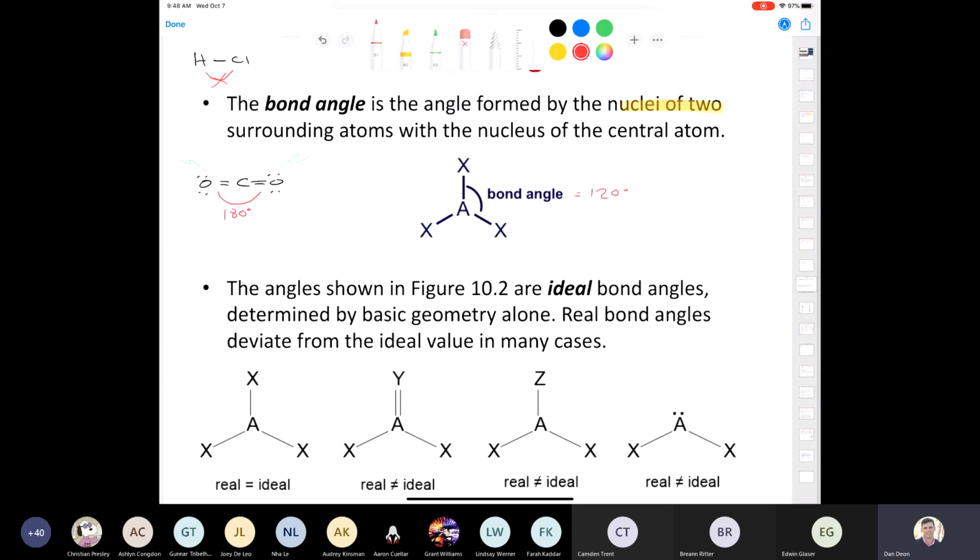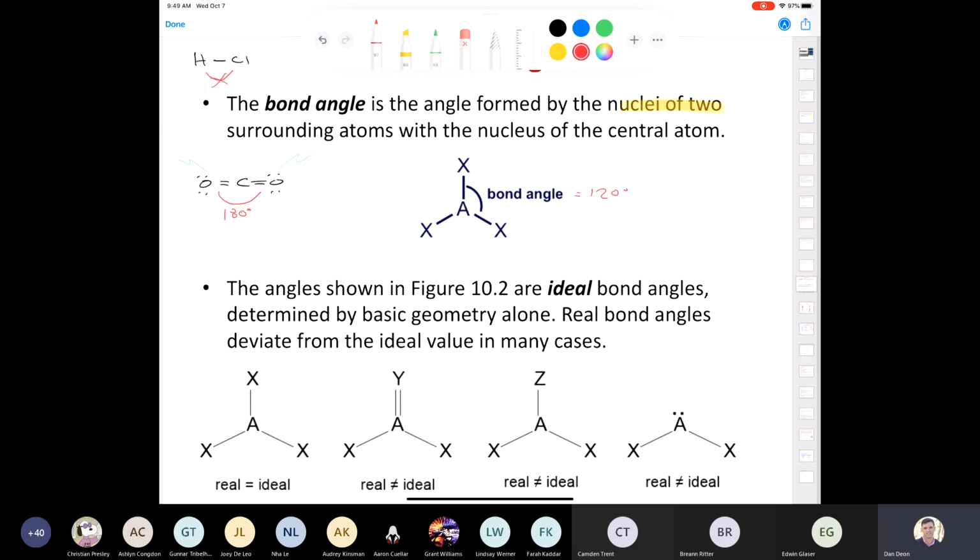Now, that bond angle is called an ideal bond angle, right? If you take a circle, 360 degrees, and divide that by 3, what do you get? 120. Okay, that's an ideal bond angle. Real bond angles will almost always deviate from the ideal value in many cases. What that means is that when chemists or physicists measure actual bond angles in actual molecules, it's very rare that they're going to be exactly 120, exactly 109.5. Of course, there are cases where it's like that, but rarely, okay?